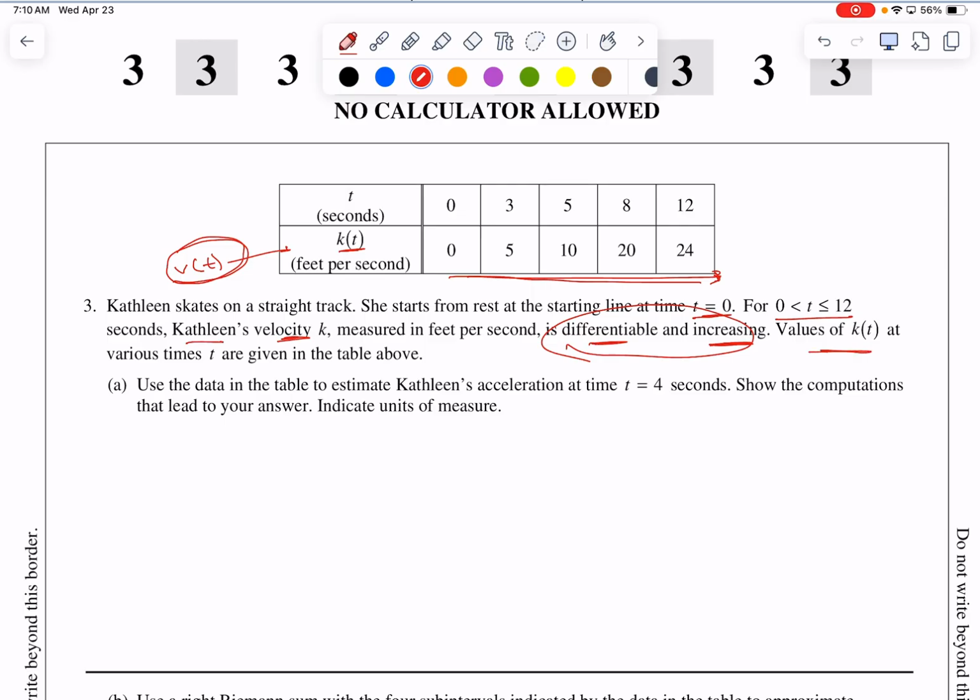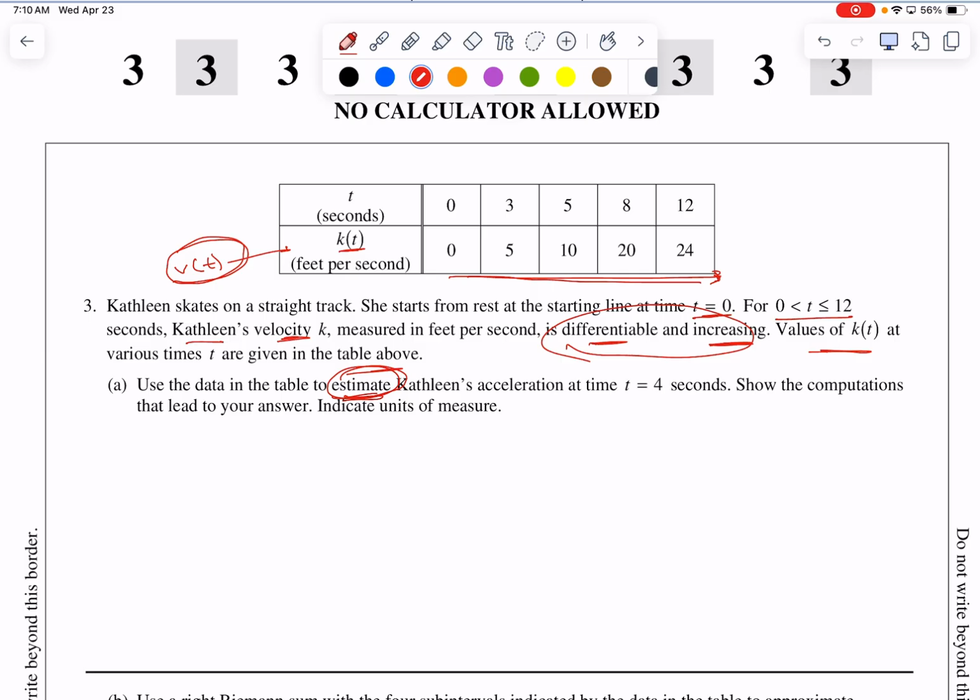Values of V of t are given at various times in the table above. Use the data in the table to estimate. Anytime we want to estimate something, we're either using AROC for a derivative or we're using Riemann sums or trapezoids for an integral. Estimate a derivative, it's AROC, and I actually have that on the Calculus Essentials today. Estimate an integral, it's always Riemann sum or trapezoids.